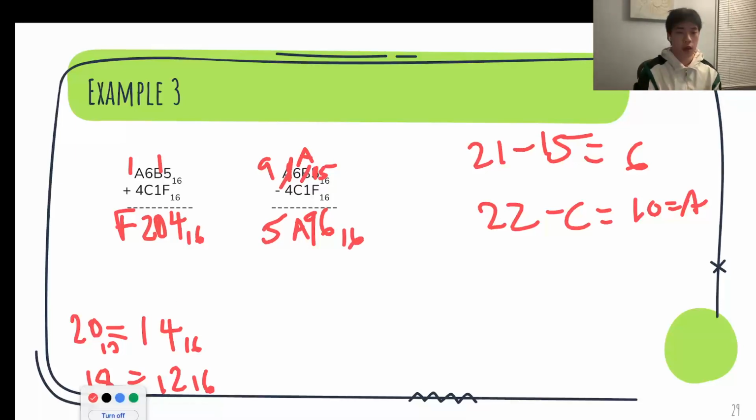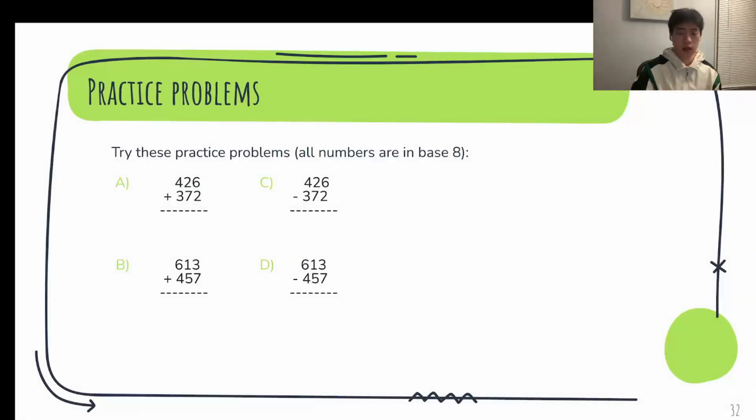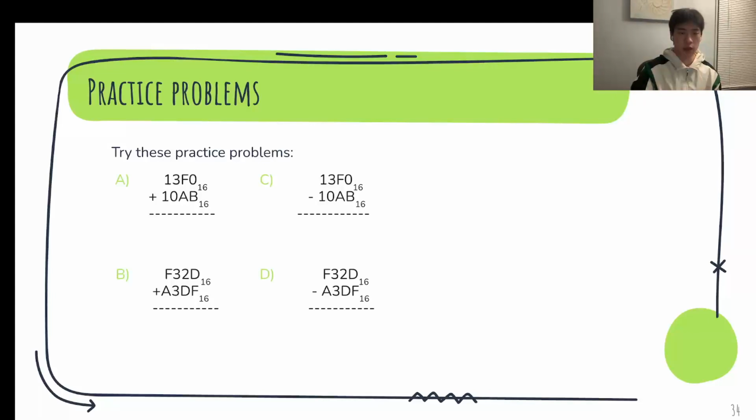All right. I have some practice problems for you guys. So this is binary. You don't have to do all of them, but I recommend doing out the first two at least. Okay, I'll show the answers in 3, 2, 1. Octal. I'll show the answers in 3, 2, 1. And finally, hex. Answers in 3, 2, 1.